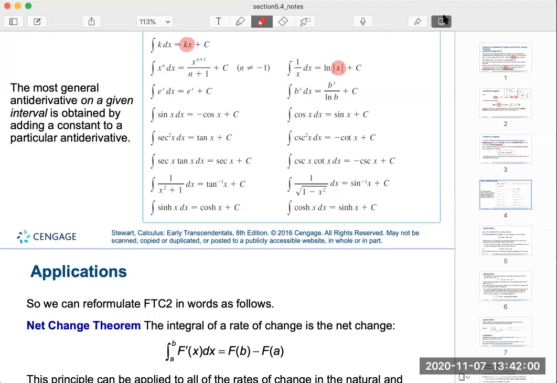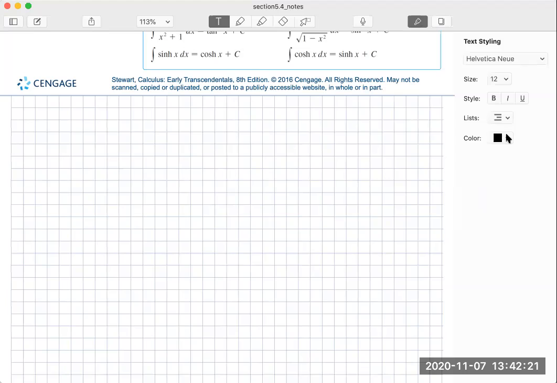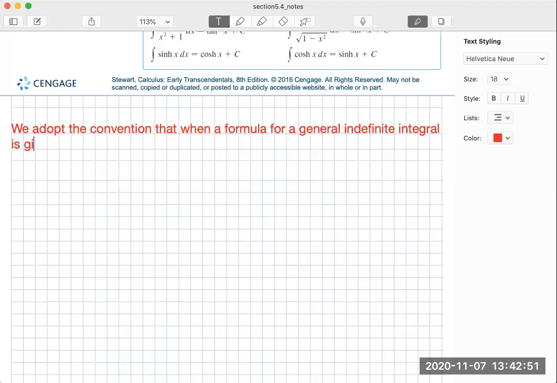But there is one convention. That is, we adopt the convention that when a formula for a general indefinite integral is given, it is valid only on an interval.